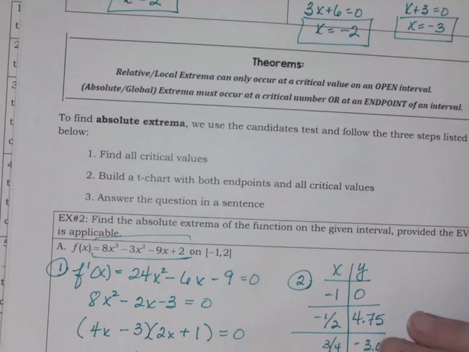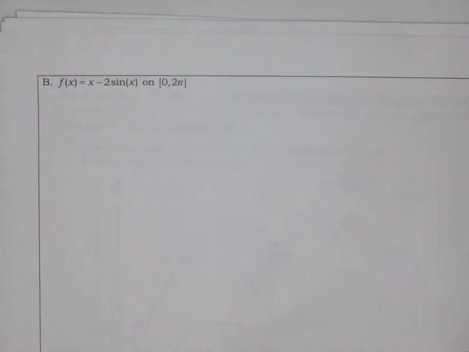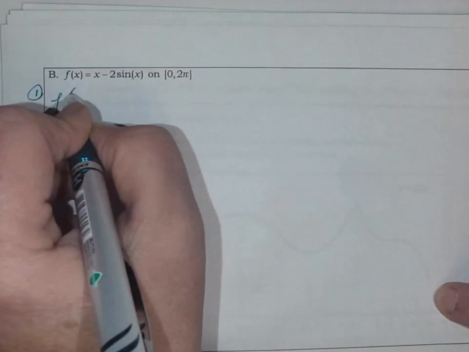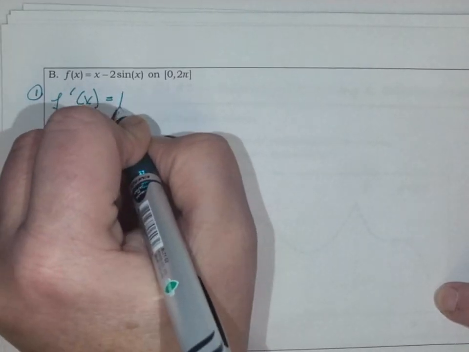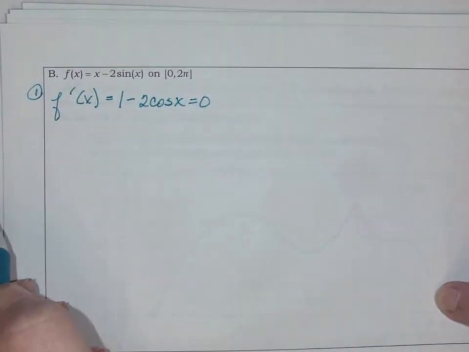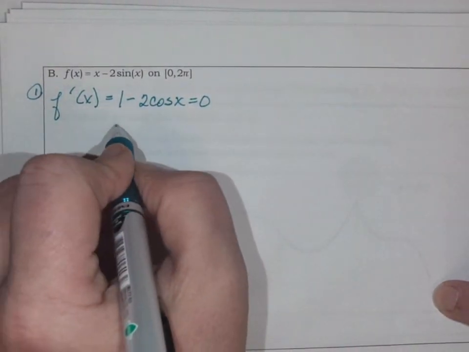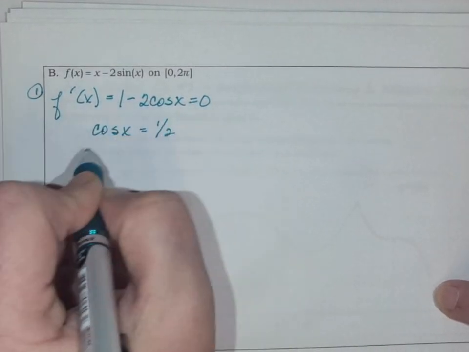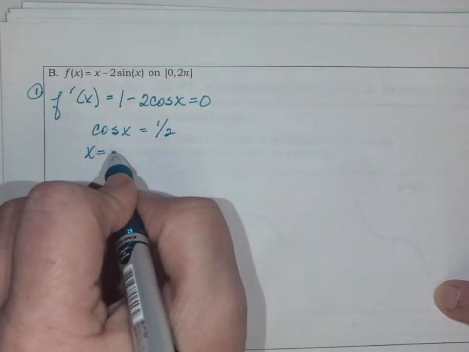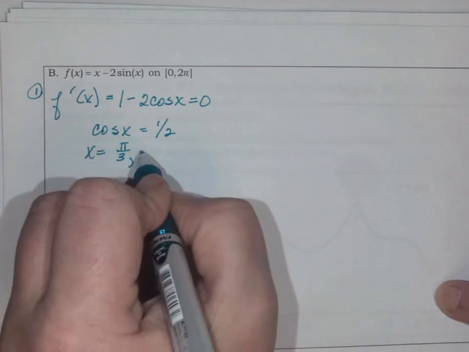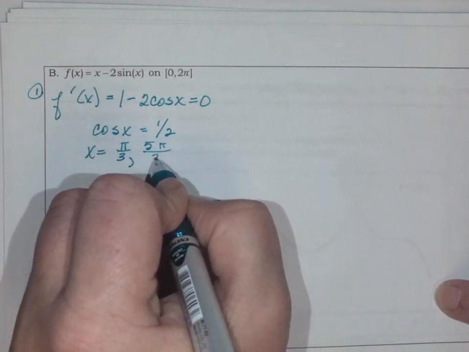All right, 2 more. We've got f of x equals x minus 2 sine x on the interval from 0 to pi. So first step is find our critical values. So f prime of x is going to be 1 minus 2 cosine of x. And we want to know where that's 0. It's not undefined, so we don't have to worry about that. So that would be that cosine of x is equal to 1/2. So that's where x is equal to pi over 3 in the first quadrant, and then in the fifth quadrant it would be 5 pi over 3.